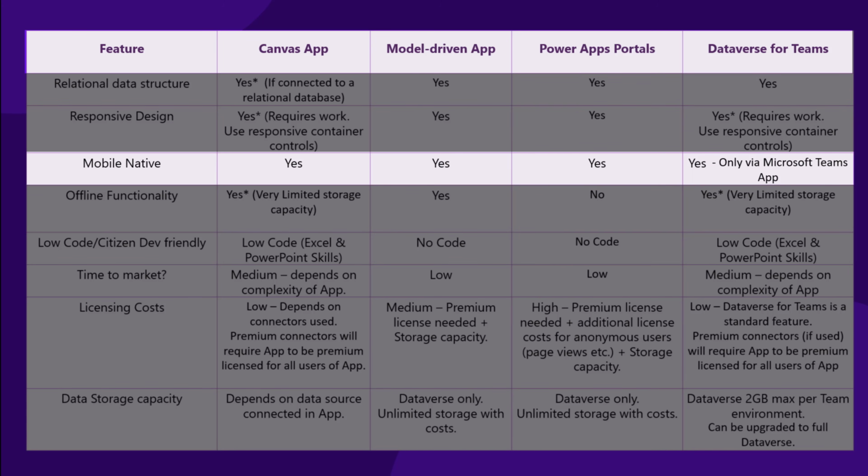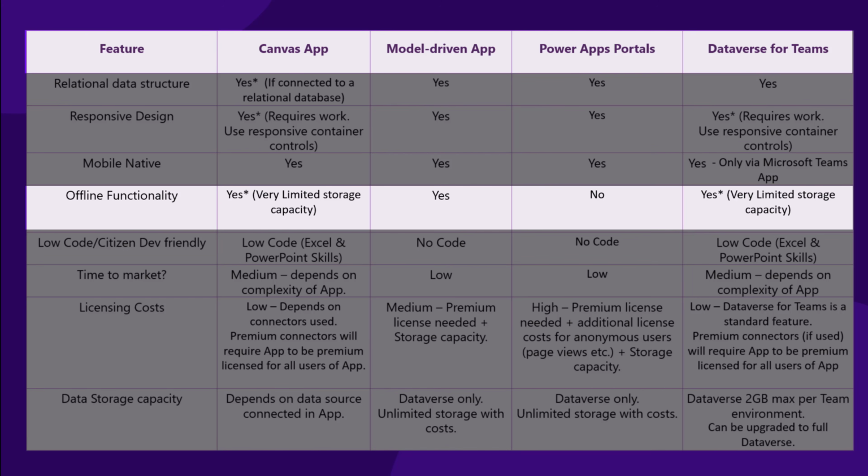Mobile native, Canvas apps, we have the PowerApps mobile app. Model-driven apps as well, we have the mobile app. Portals are websites, you can straight away access them from mobile or tablet. Dataverse for Teams-based apps, if you're trying to access them from mobile devices, you have to access the Microsoft Teams app, go to the specific team where you have published your Power App, and then access it from there. Offline functionality for Canvas apps and Dataverse for Teams is very limited. It leverages the storage capacity on your device. Model-driven apps have a richer offline story.